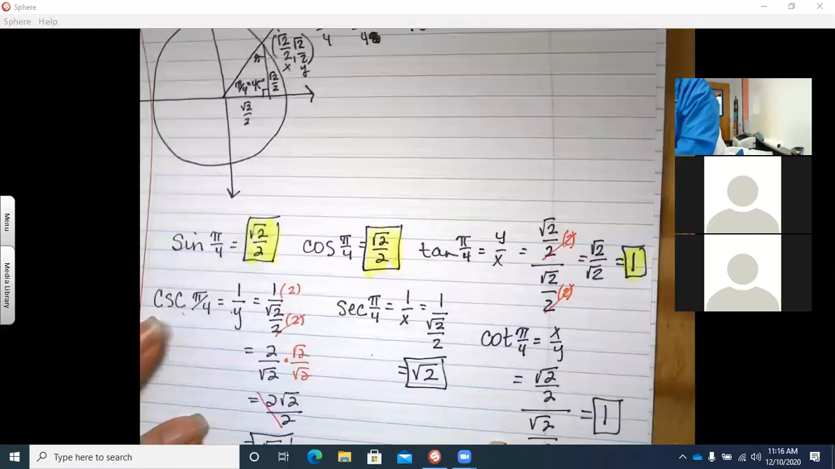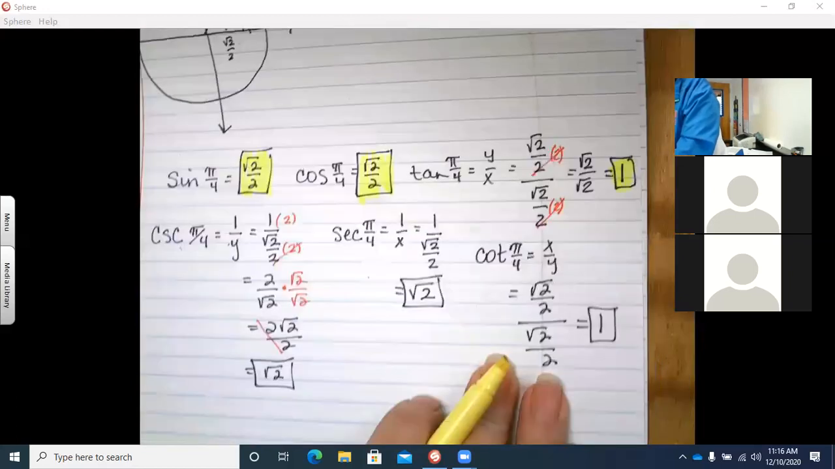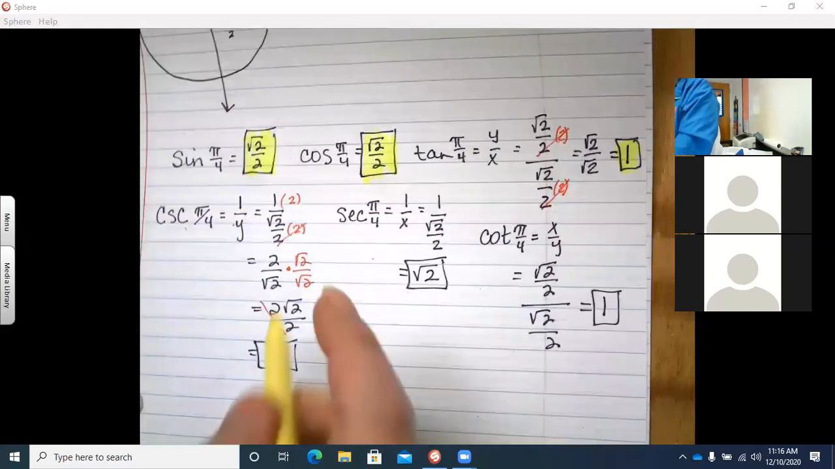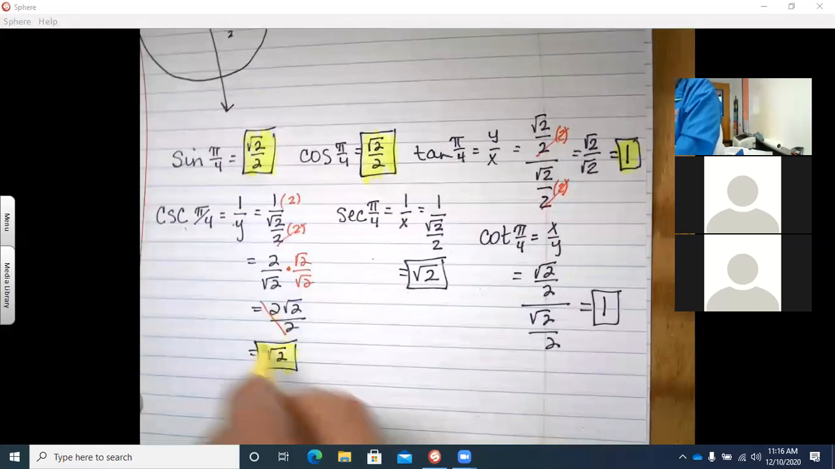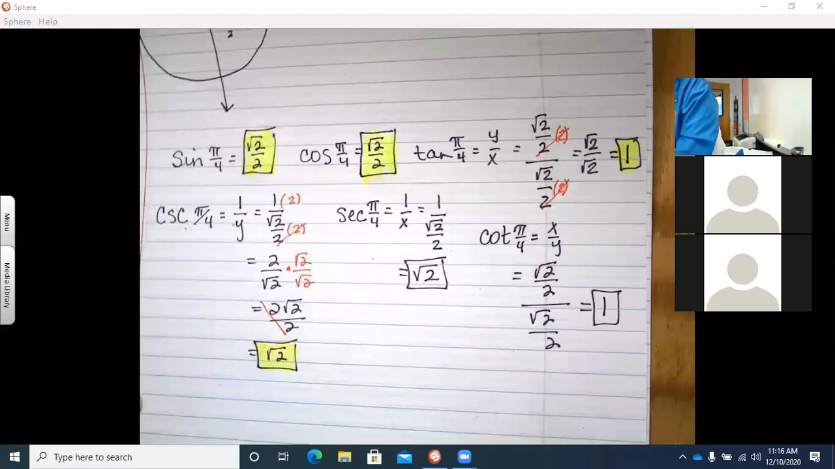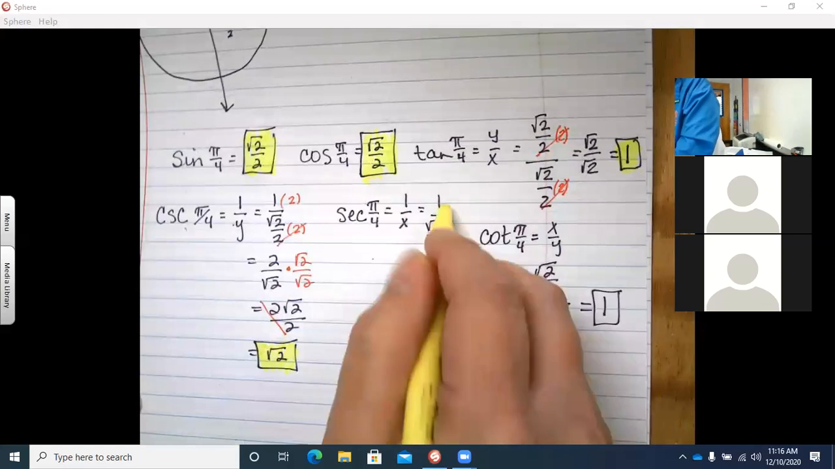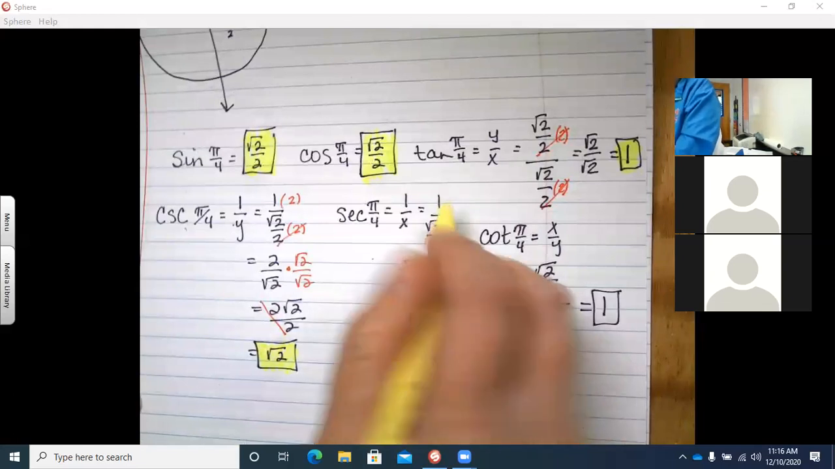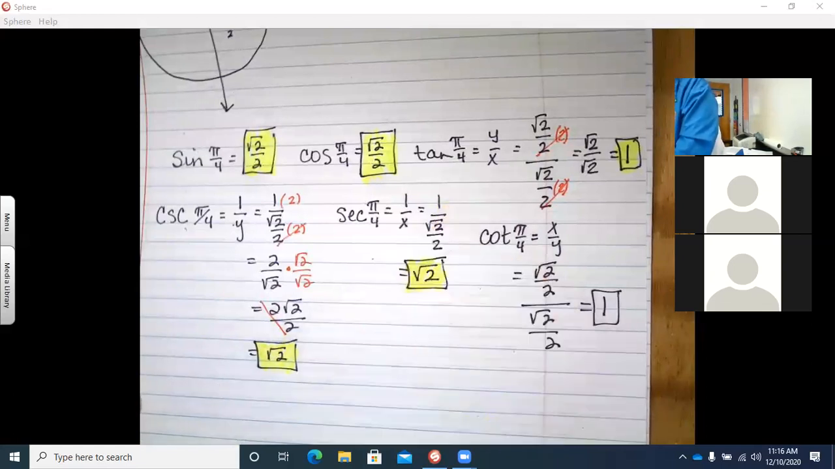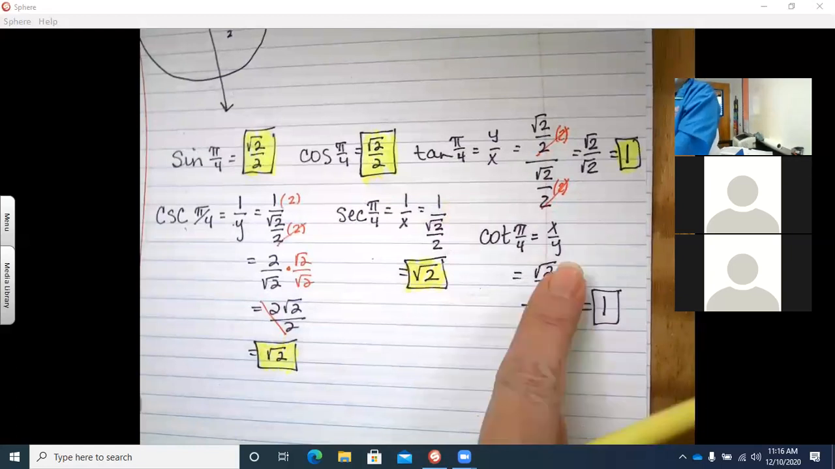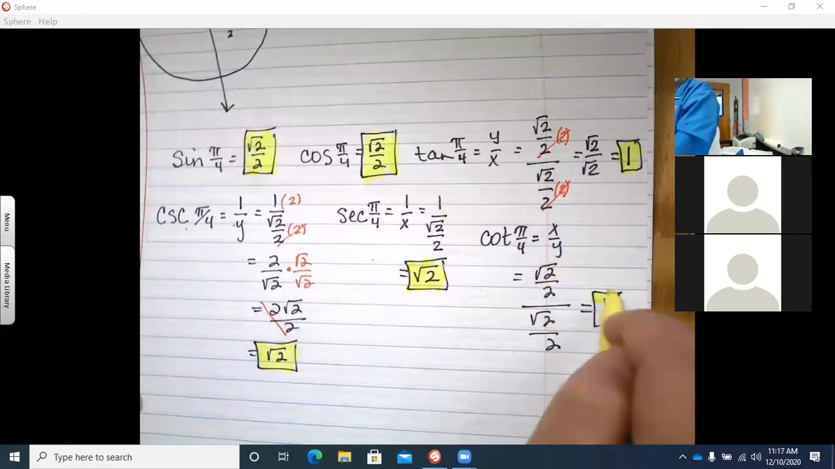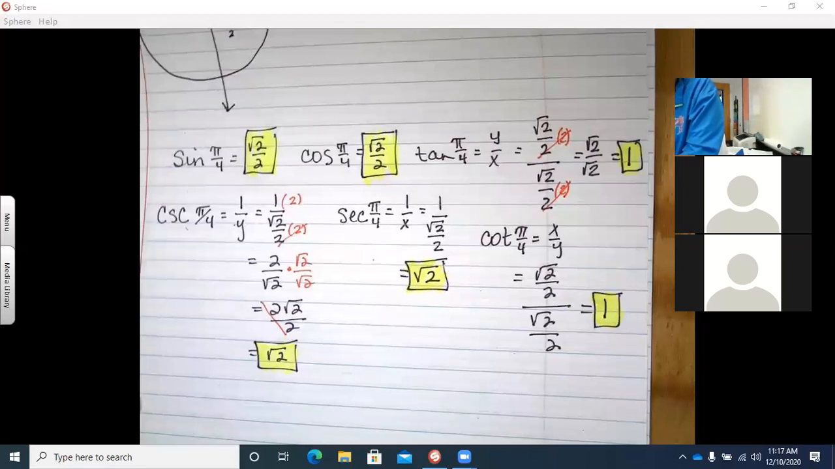And then I got for cosecant, y'all get root 2 over 2? Yeah. And then secant, the same thing, so I do the math all over again. It's 1 over root 2 over 2, right? Then cotangent, again, is the same thing as tangent. It's also 1. Cool beans.